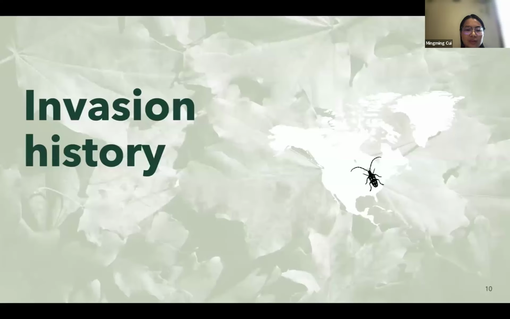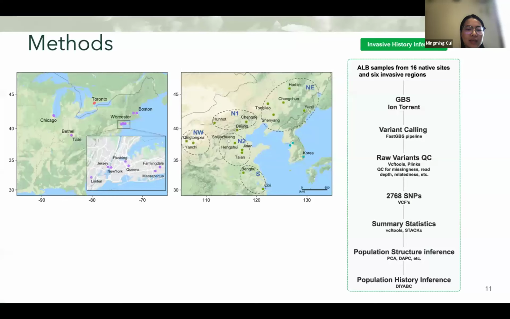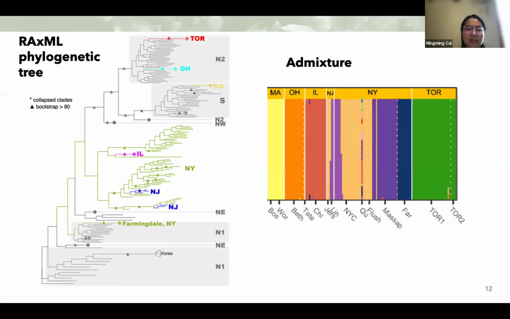Now let's move on to the invasive populations. We collected invasive samples from 5 states in the US and from Toronto, Canada, and we reused the native samples. In this study, to facilitate the assignment of invasive populations, we divided the native populations into 5 groups based on our previous findings. The sequencing and data pre-processing followed the same procedure as described before.